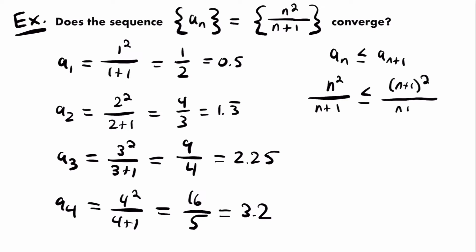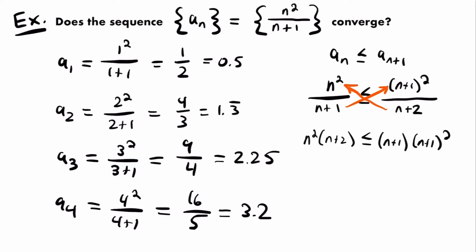I'm just going to rewrite that here. We will have n plus 2, and then we want to simplify our inequality to a point where we can see if it's true or not. And so let's cross multiply again, just like we did in the previous example. We're going to have n squared times n plus 2, and that will be less than or equal to n plus 1 times n plus 1 squared. Now, in order to compare both sides of this inequality, we're going to want to expand everything as much as possible. So I'm going to clean up my work a little bit here to get some more space.